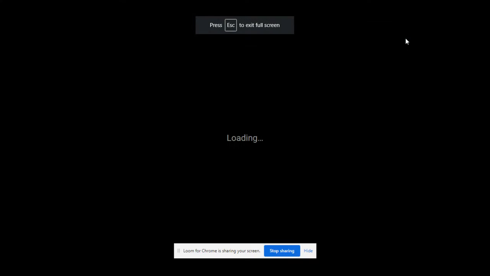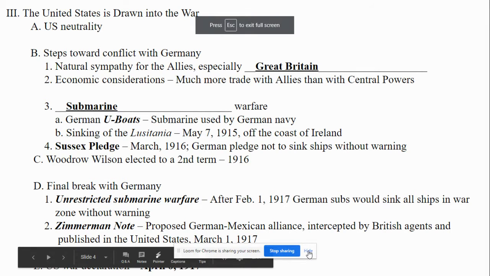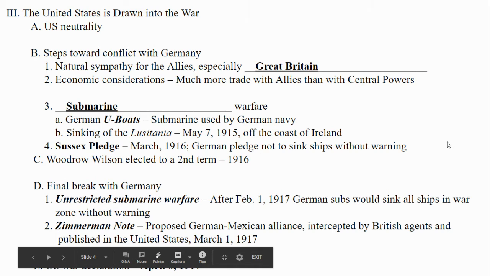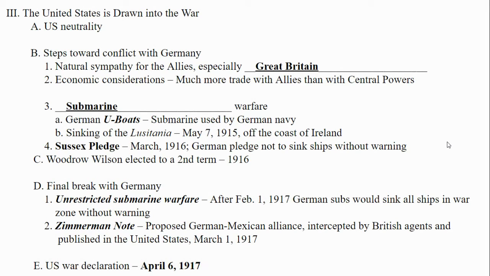Welcome to the second presentation dealing with Chapter 24, World War I. And we're going to pick up with Section 3, the United States is drawn into the war.